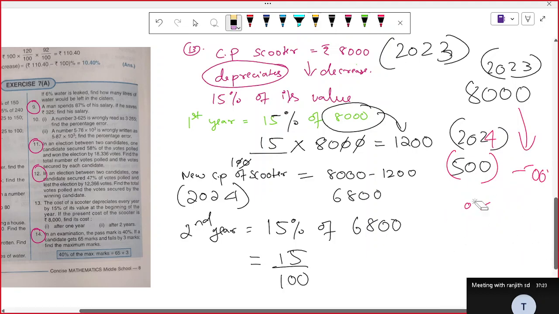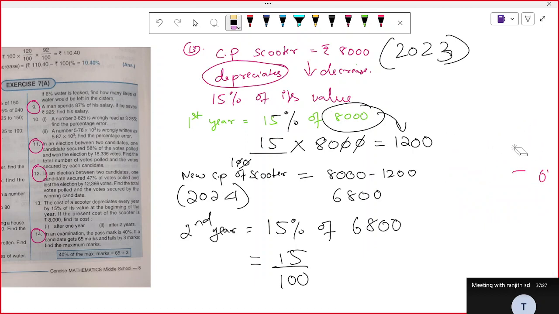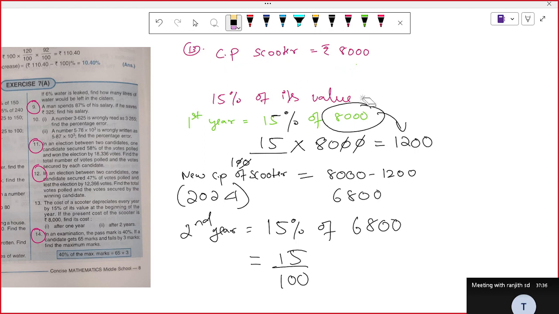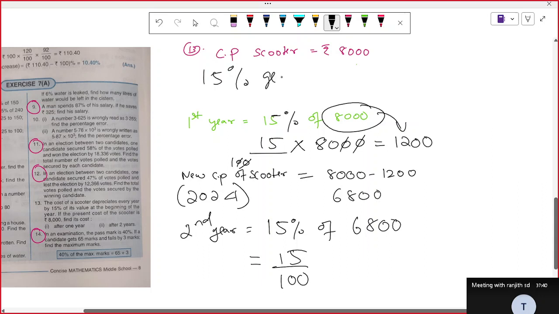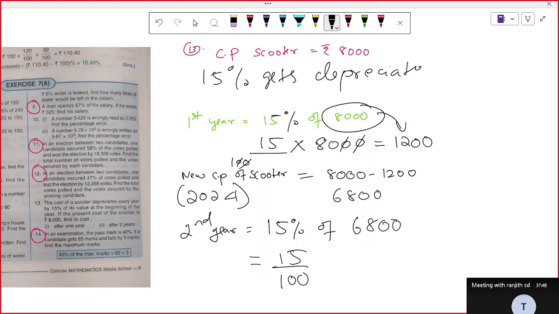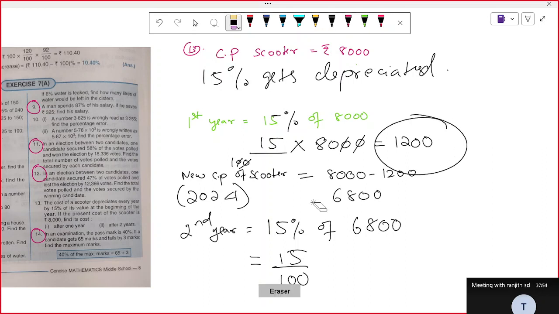So this is how you're supposed to find increasing and decreasing value. Here the word depreciating means decrease. Okay, so look here, I'll tell you how to write. Write cost price of scooter 8,000. Then 15% gets depreciated. Okay, after that, write first year. For the first year, what's the decrease? 15% of 8,000, what do you get? 1,200.